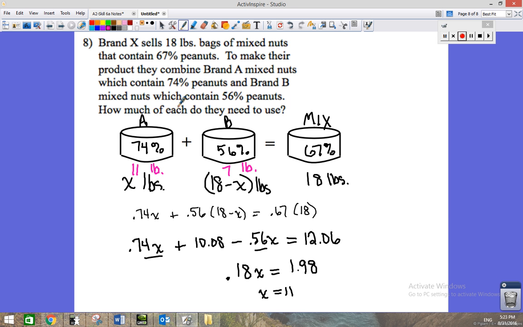So they wanted, it said how much of each. We have 11 pounds of brand A and 7 pounds of brand B.